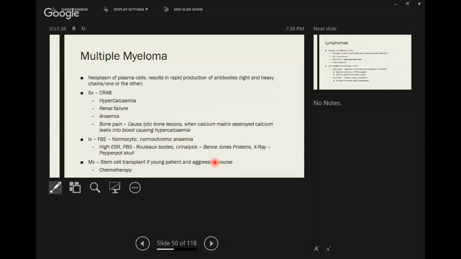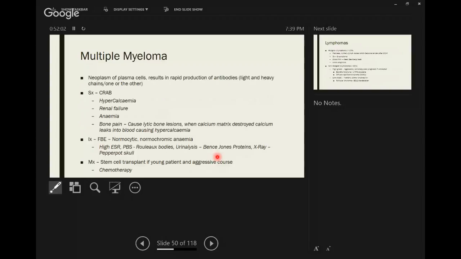On FBE, you see a normocytic anemia. You get high ESR, which is erythrocyte sedimentation rate. It's just an inflammatory marker. On your peripheral blood smear, you see rouleaux. They're collections of red blood cells. I've got pictures of everything later on. That's buzzwordy, rouleaux, as are Bence-Jones proteins in your urinalysis, and a pepper pot skull.